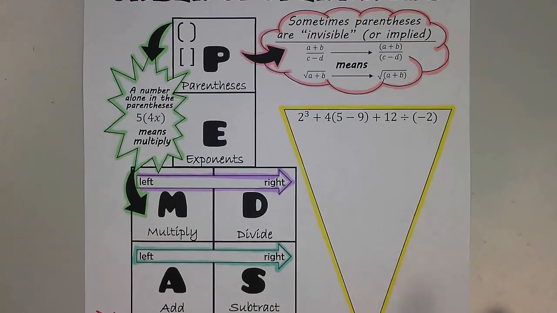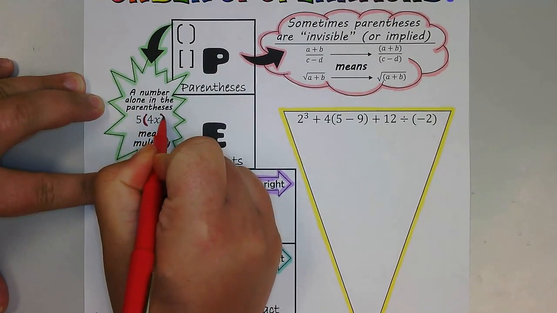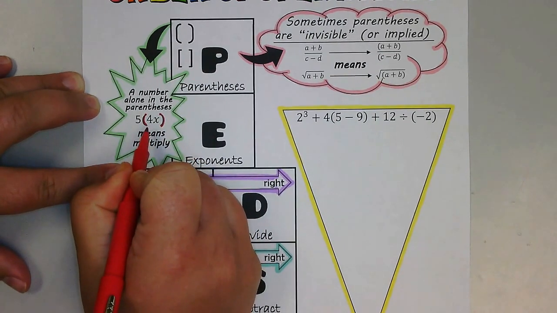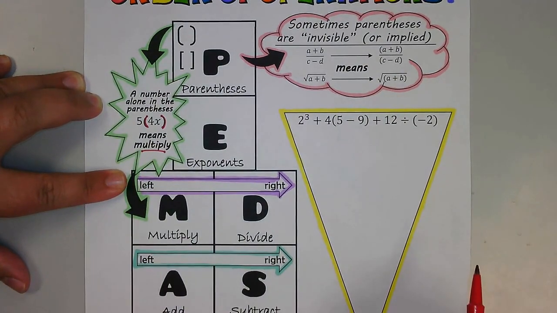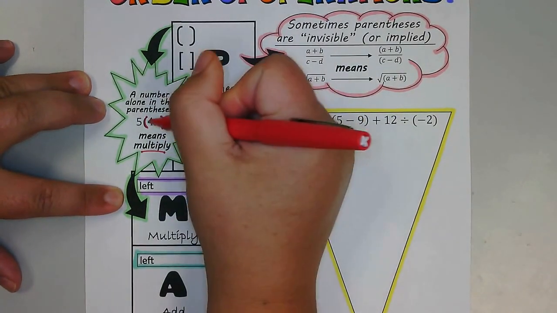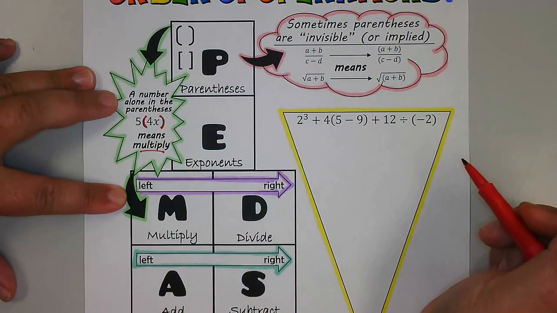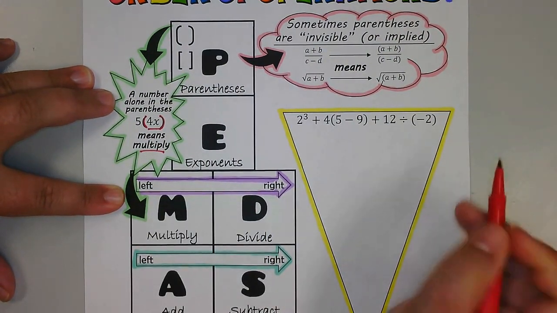Okay, so you'll notice that I have two arrows coming off of this, and that's because sometimes you have parentheses and there's something inside like this, but there's no actual thing that I can do with this 4x. So in this case, it means multiply. So it actually would fall under the M category. So I just want you to be aware that sometimes you'll see a parentheses, but it actually means multiplication. So you need to look inside and say, is there anything to do in there?